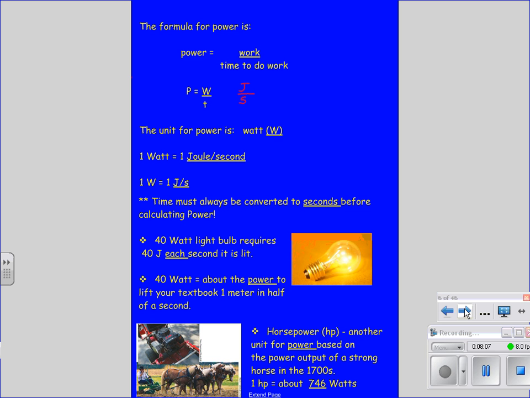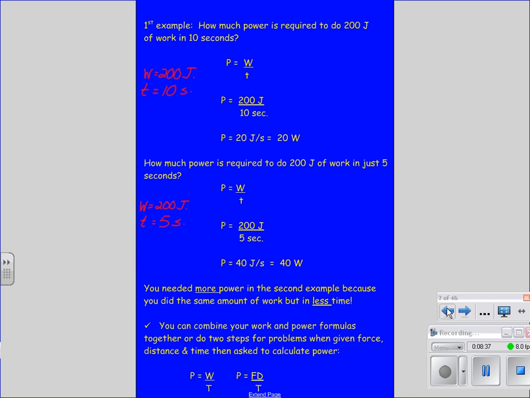Okay? So your formula for power is right here. Work divided by time. And the unit for power is a watt. Now, you've probably heard of watts talking about light bulbs. Exactly the same thing. 1 watt is equal to 1 joule per second. Okay, so a watt is the same thing as a joule per second. So when we do our problems, again, make sure that you put it in joules per second to see what will cancel out.